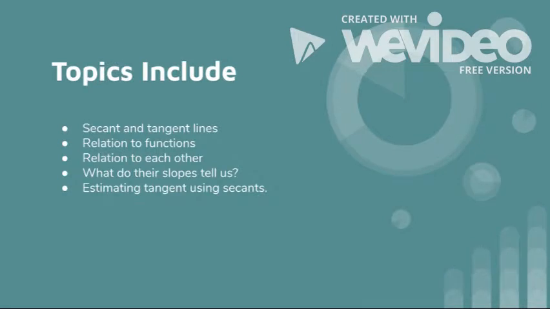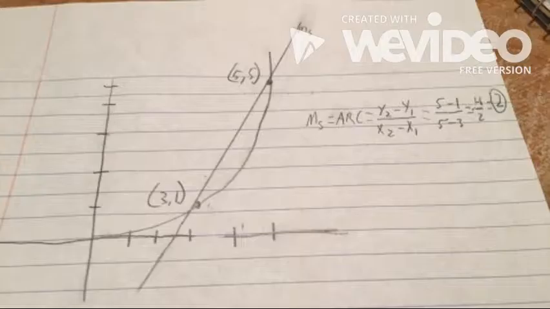The concepts that I will be covering in this video today are secant and tangent lines, their respective relations to functions and to each other. I'll be discussing what their slopes can tell us about functions, and how you can use the slope of the secant line to estimate the slope of a tangent line. We'll begin by discussing secant lines.